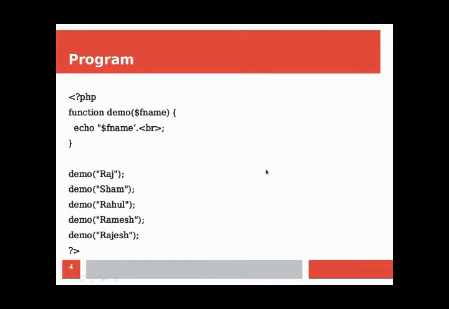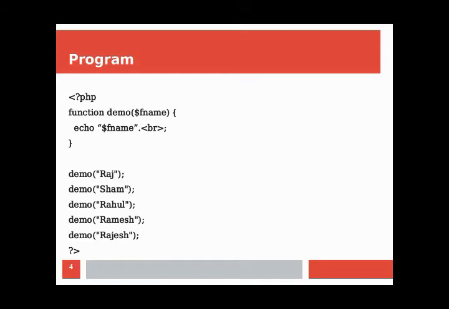Here we will see another example, that is function demo. Demo is the name of the function. In brackets we pass one argument, or you can say a parameter. The name of that function is demo, and we use one parameter, or argument, that is $fname. The left curly bracket begins the function, then echo within double quotes $fname, that is our parameter, and a break, and the end of that function.